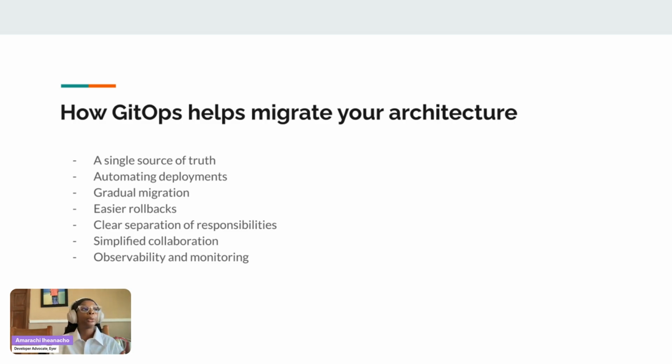Fourthly, if, for example, something goes wrong in the way you've configured your environment, you can easily roll back to a previous configuration that you liked, simply because Git is the single source of truth. Git is version control. So you can have clear separation of responsibilities. It's easier to collaborate because it's Git, and GitOps tools integrate easily with a lot of observability tools, like Prometheus and Grafana, and it makes it easier for you to just understand what is going on in your architecture.